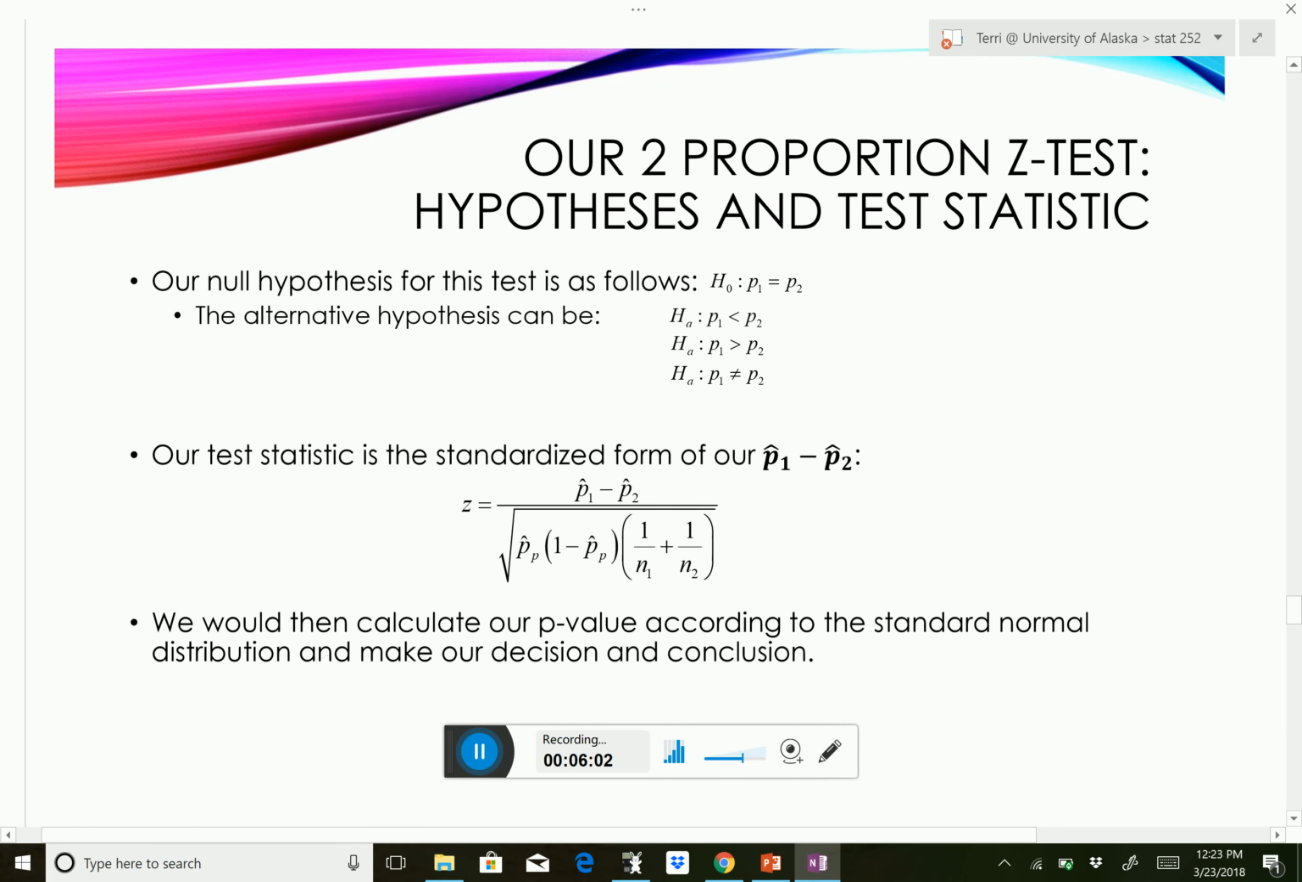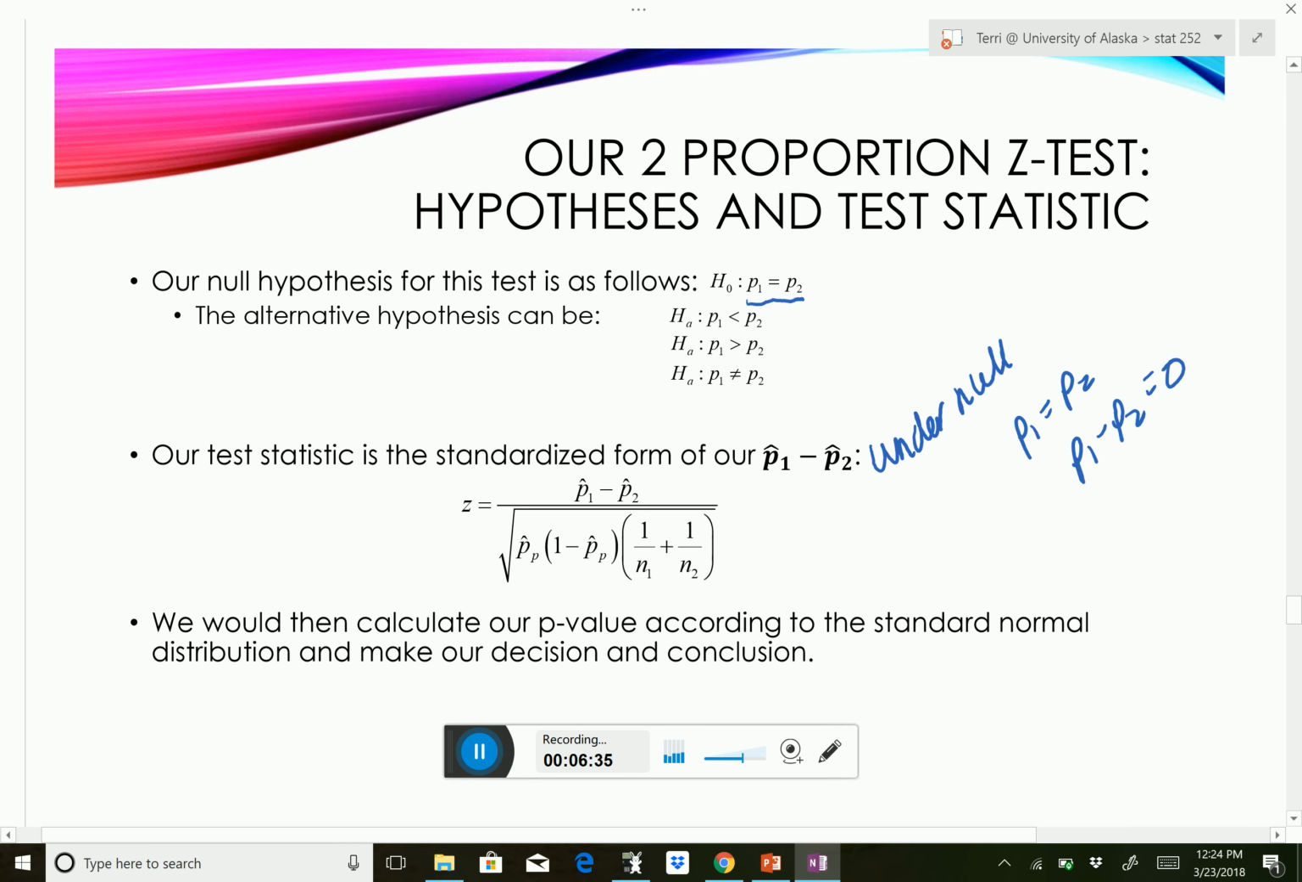So let's take a look at this. Our null hypothesis for this test is as follows. Again, we're just going to say P1 is equal to P2, and then it's either less than, greater than, or not equal to. Our test statistic is a standardized form of our p1 hat minus p2 hat under the null. And under the null, P1 equals P2, so P1 minus P2 is 0.